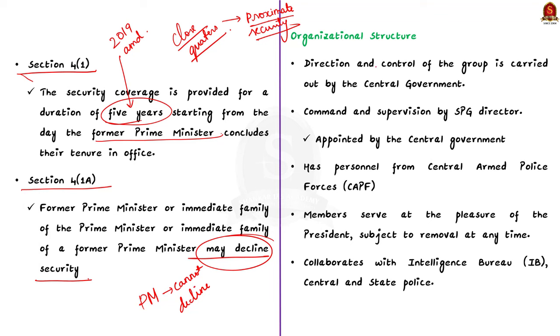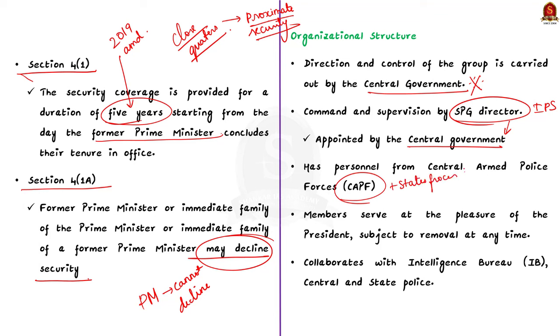The general superintendence, direction and control of the SPG is carried out by Central Government. SPG is headed by a director, usually an IPS officer, and he is appointed by Central Government. The group comprises officers from various forces like Central Armed Police Force along with other central and state forces. The members serve at the pleasure of President, subject to removal at any time. SPG collaborates with intelligence agencies like IB and works in coordination with state and union territory police forces.